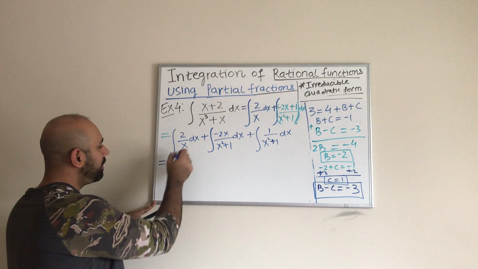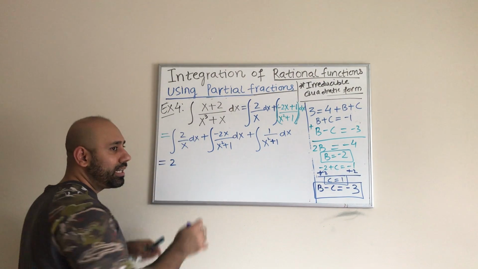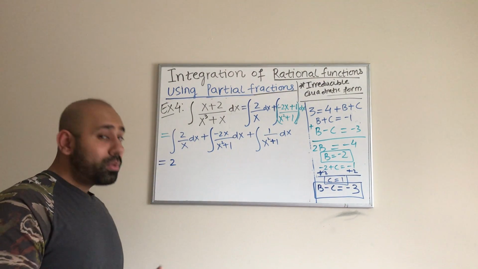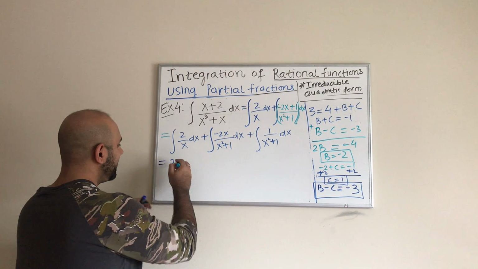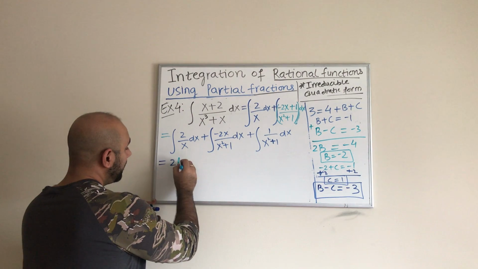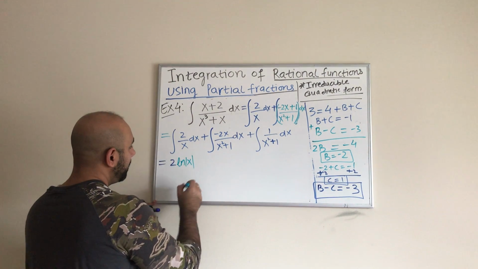Guys, the first one is a simple one. You can take out the 2. Then integral of an inverse function of the form 1 over x, we already know, is just a standard basic formula, the ln of x. So that takes care of this.